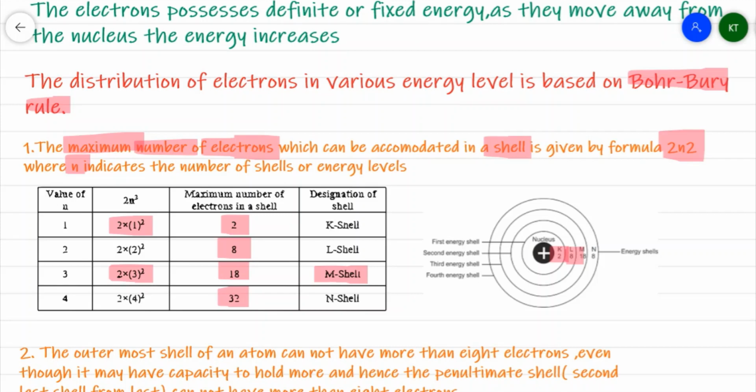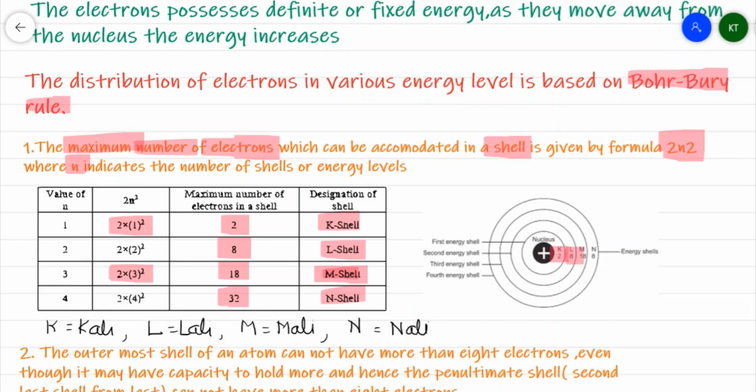Now generally these shells have been designated with alphabets. The first shell is given as the K shell, the second as the L shell, the third as the M shell, and the fourth as the N shell. For simplicity, if you would like to remember, K for Kali, L for Lali, M for Mali, and N for Nali.